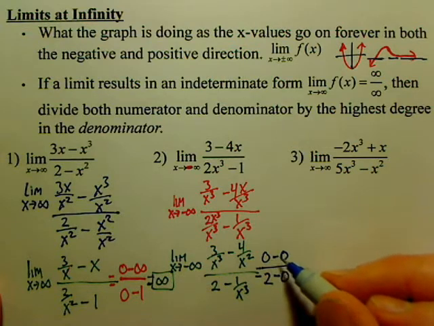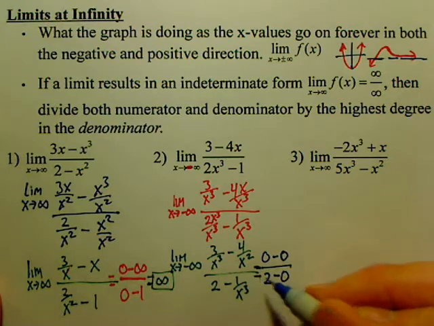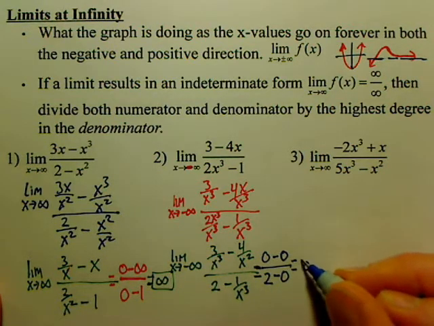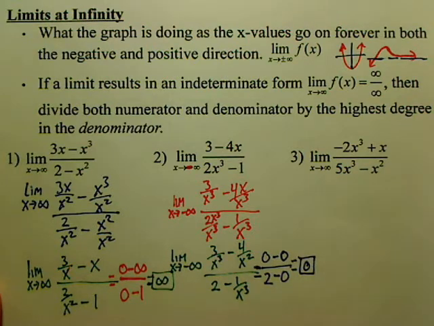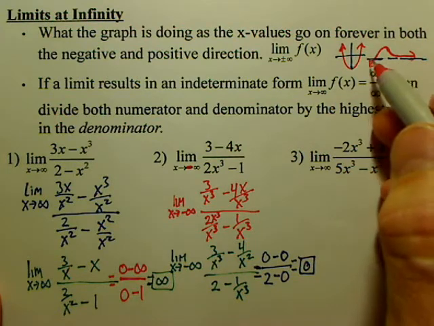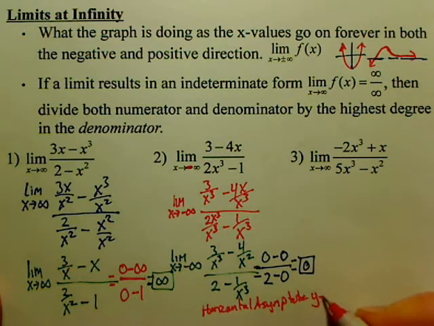So what does that become? Well, 2 minus 0 minus 0 over negative 2. It looks like a negative, but it doesn't really matter, because 0 divided by 2, or 0 divided by negative 2, the answer is 0. What that means is I have a horizontal asymptote at 0. It doesn't ask for this, but there's a horizontal asymptote at y equals 0.